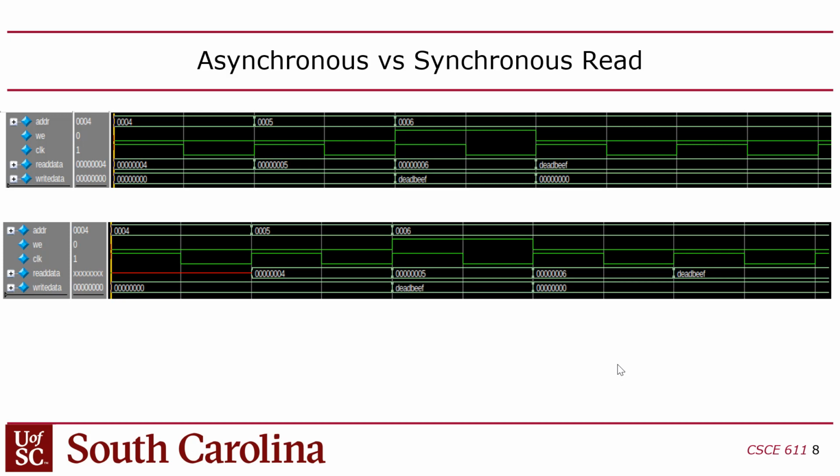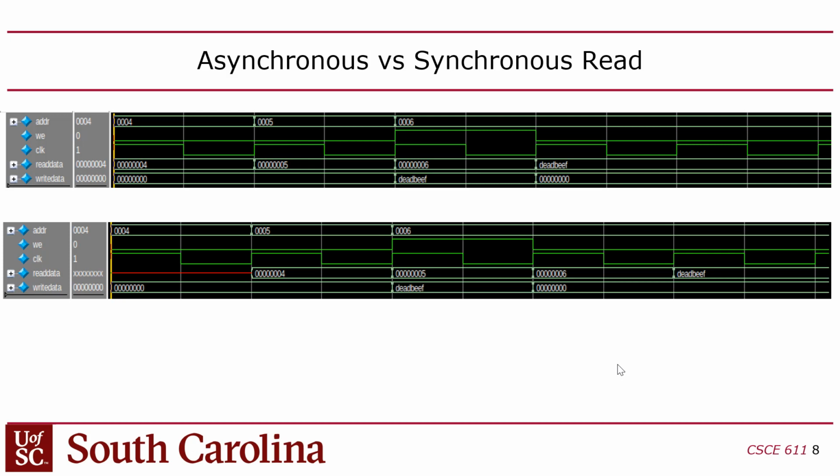I have a timing diagram on the top that is an asynchronous read, and the one on the bottom is a synchronous read. And the only difference that you'll notice here is the read data. The read data, on the bottom plot, is shifted 1 cycle to the left. So you're getting the data.